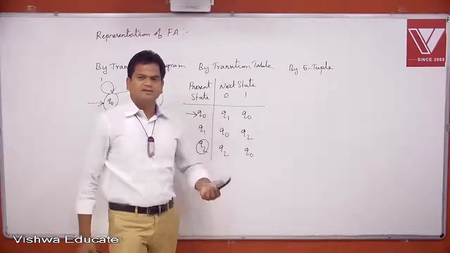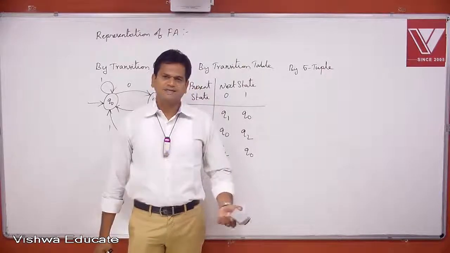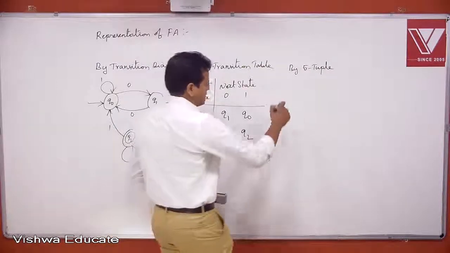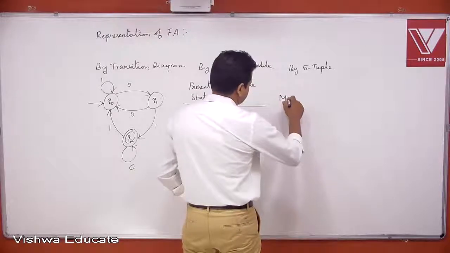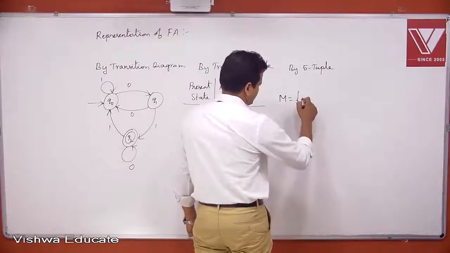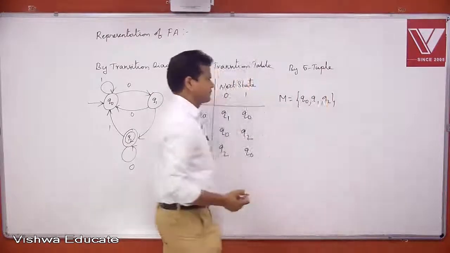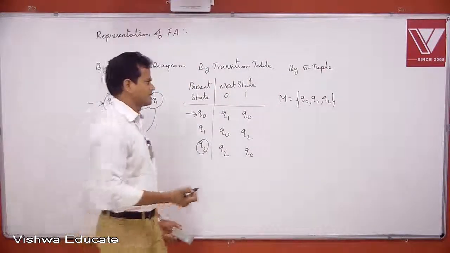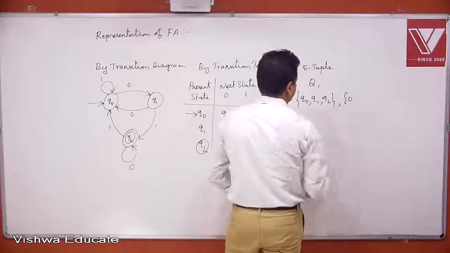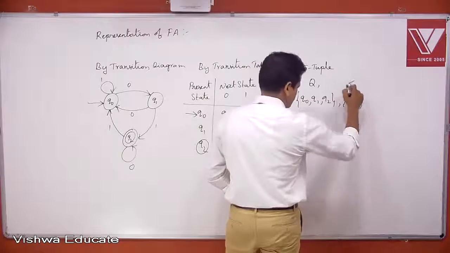Earlier we have discussed. It has states Q, sigma inputs, transition function del, then initial state Q0, and then F, the set of final states. Here, what are the states we are using? Q0, Q1, Q2. This is Q, capital Q. And sigma, what are the inputs here? 0, 1. This is sigma.